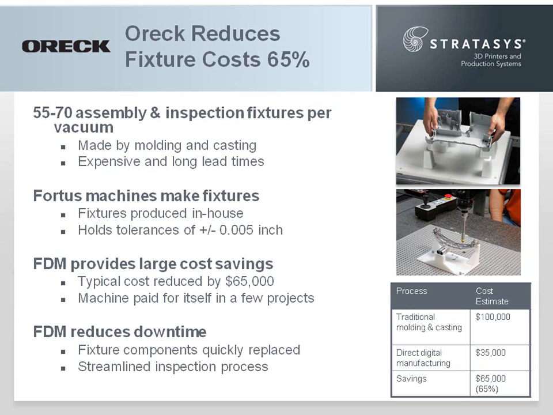Because they have Fortus machines in-house, they could produce all of these fixtures in-house without having to produce the same type of documentation, and the tolerances that they can hold, plus or minus 0.005 of an inch, are good enough to meet all the demands for these tools and inspection fixtures. They've been able to realize large cost savings with each product just based on the fixture and tool production alone. It only took a few projects for this machine to actually pay for itself.